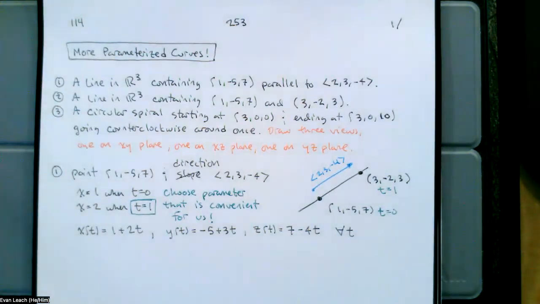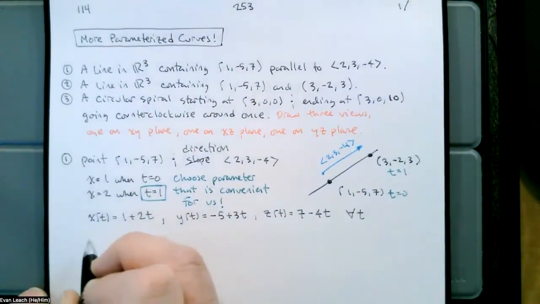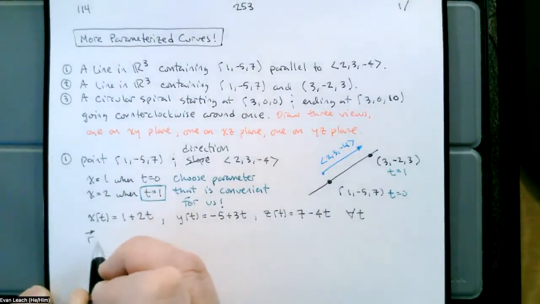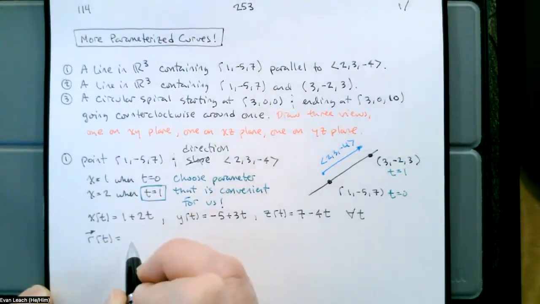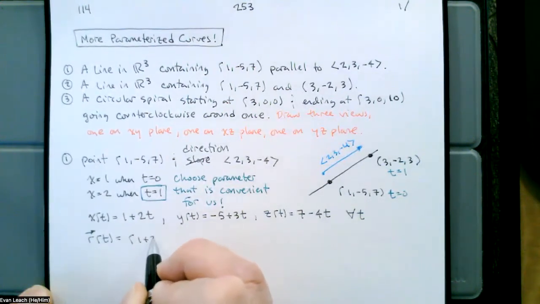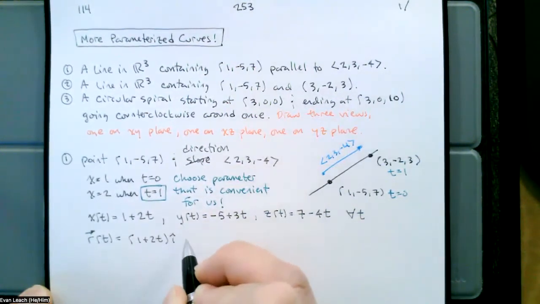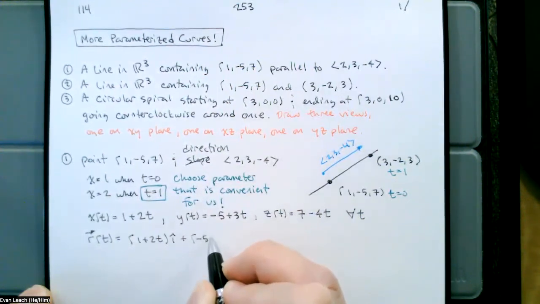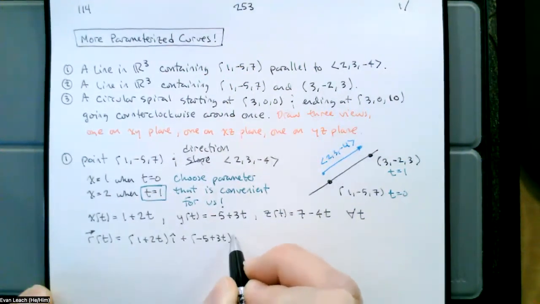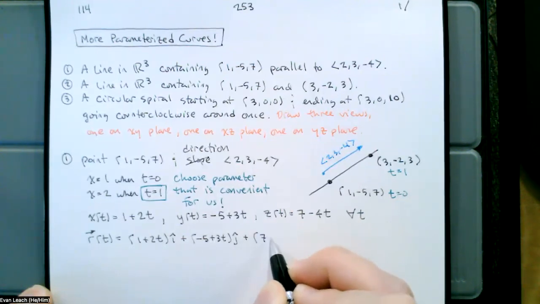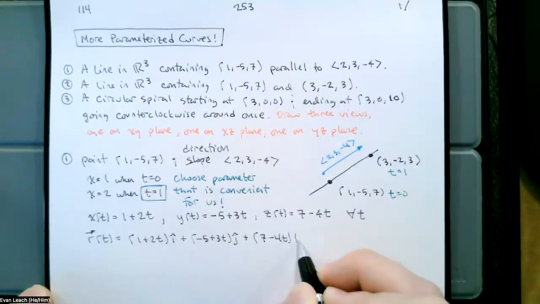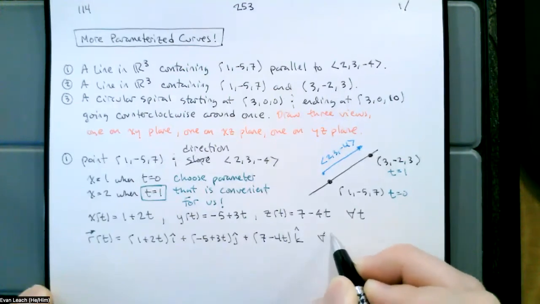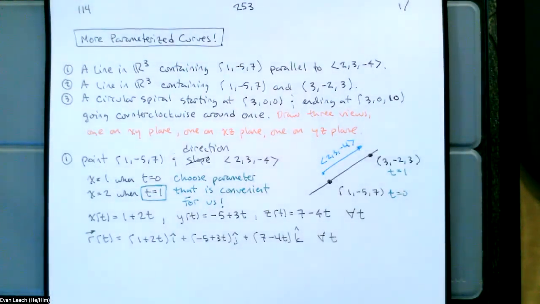Now here we are listing the x, y, and z components separately. We can also put this together in a vector form. We can make a position vector out of this. Say r of t, which is what we've been using. So we can also list this as a position vector.